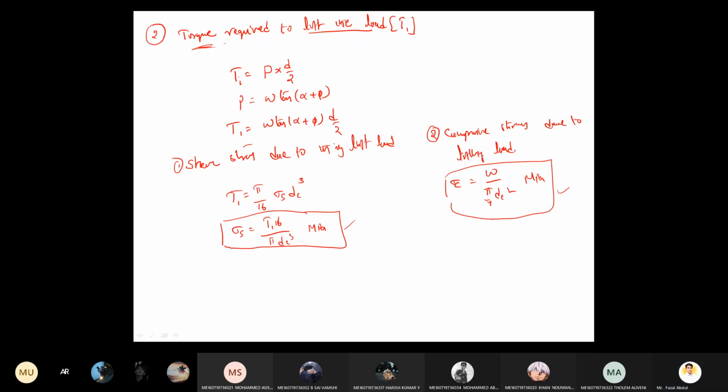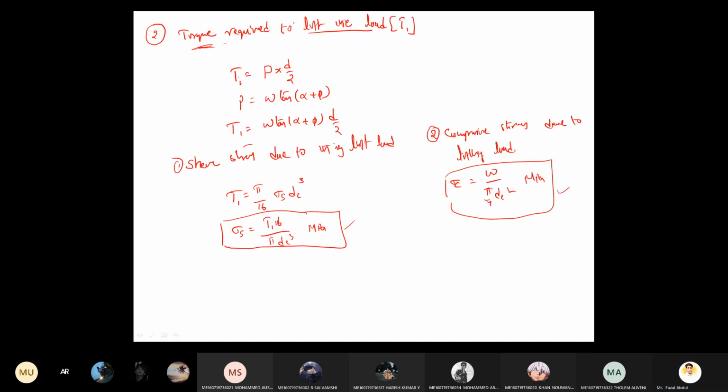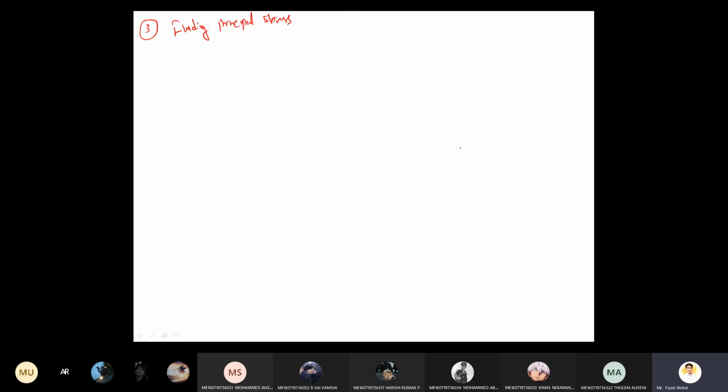Now the third point: finding the principal stresses. Why am I calculating the principal stresses? In the previous topic, we found the torque required to lift the load. Due to this torque, while lifting the load in the screwed spindle, two types of stresses are induced. The first one is a shear stress, the second one is the compressive stress. Due to this reason, I am now calculating the third point as principal stresses.